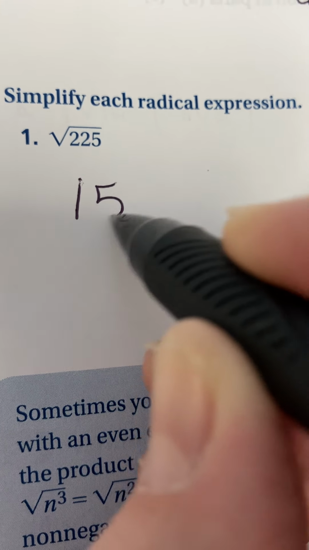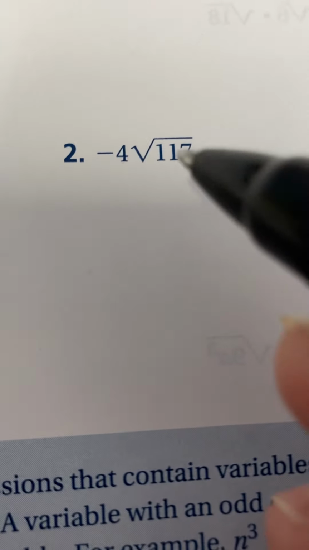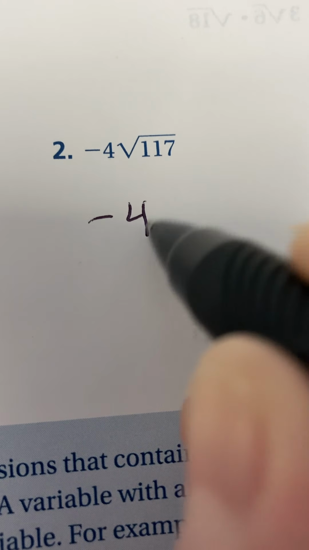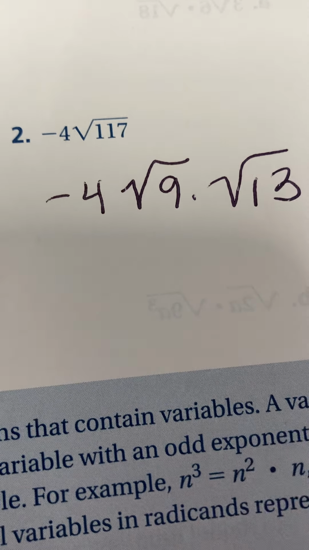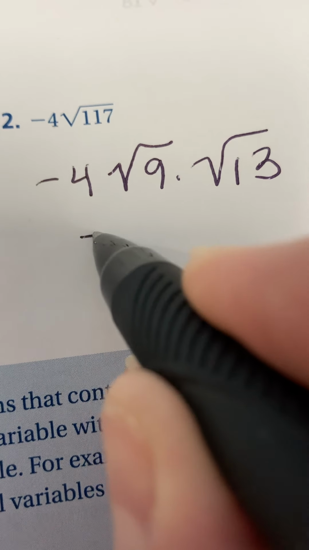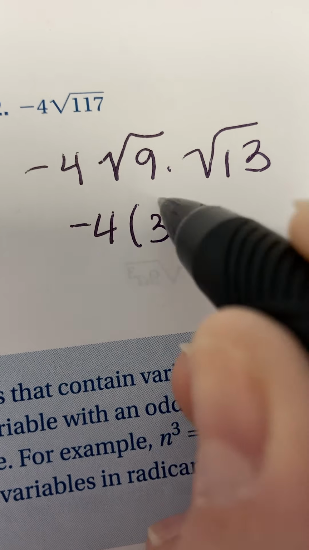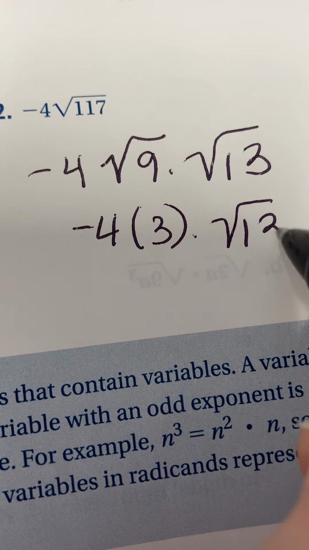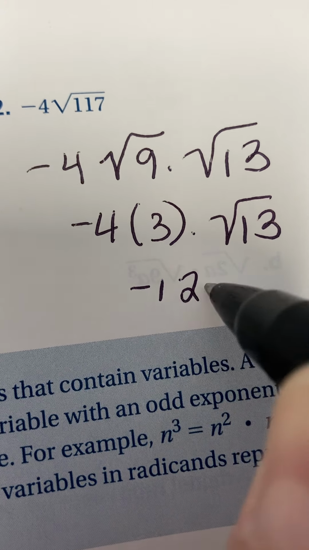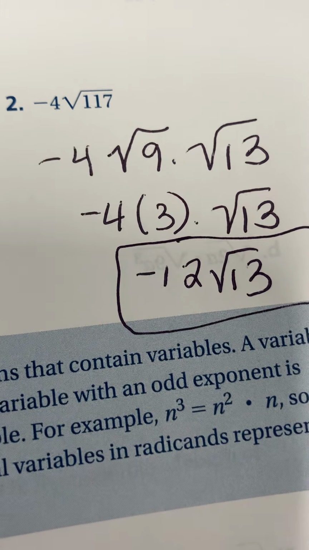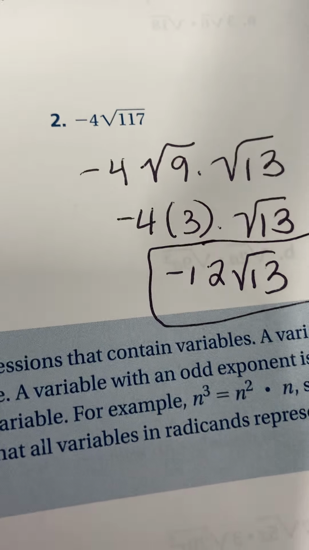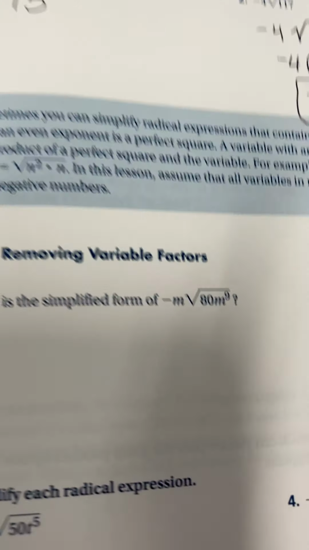All right, this is a perfect number. The square root of 225 is 15. Bam, you're done. Here you break down the 117 into 9 times 13. This is all review. That's why I'm going a little bit fast. This is just going to be 4 times 3 times the square root of 13. Well, that gives you negative 12 square root of 13. All right, so if you get a little better with these, you can go through them a little bit faster, but this is all the stuff we have done so far.